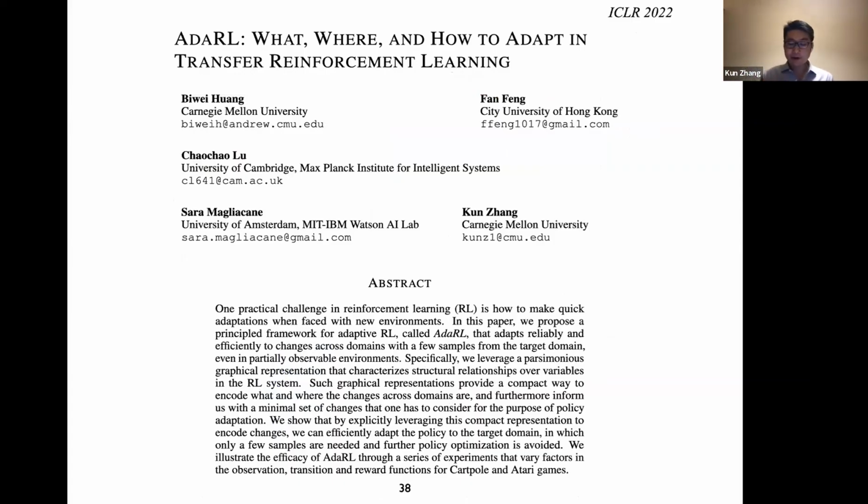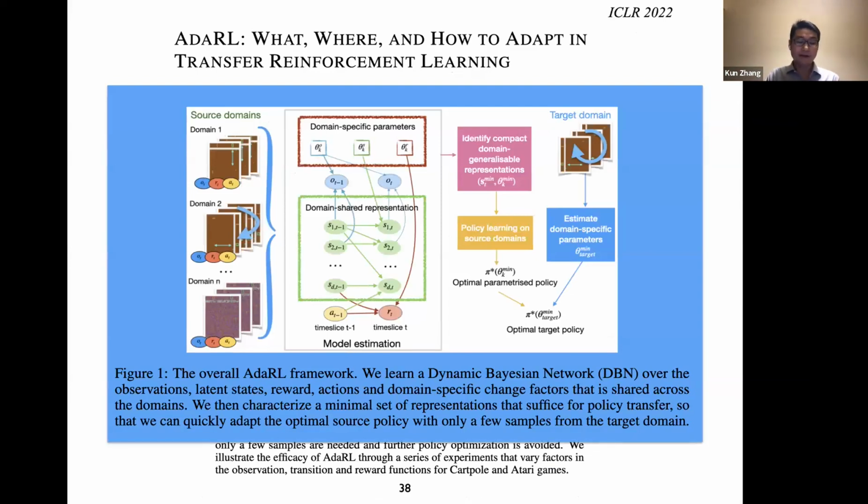Okay, furthermore, you can use the same idea to deal with reinforcement learning to achieve adaptive reinforcement learning. In this work, you may have a change in the generating process of the measured variables, like pixels, from the underlying state, or you may have a change in the dynamic process, or a change in the reward function, right? With this method, you can automatically locate the change, and then you can make the policy adaptive to such changes. So that's why the title of the paper is what, where, and how to do adaptation in transfer reinforcement learning. Essentially, you benefit from the compact representation of the changes.